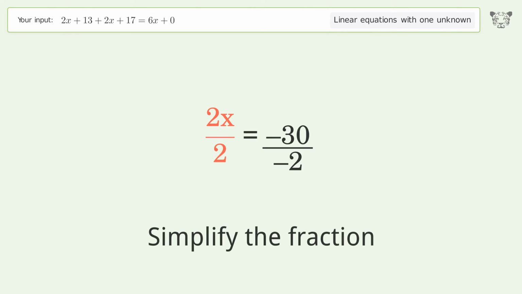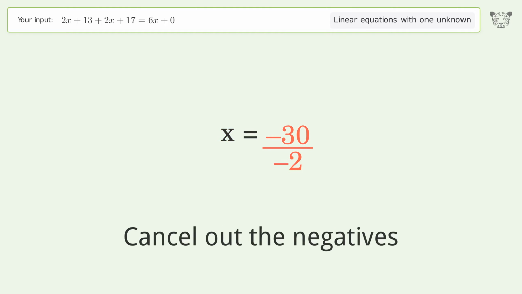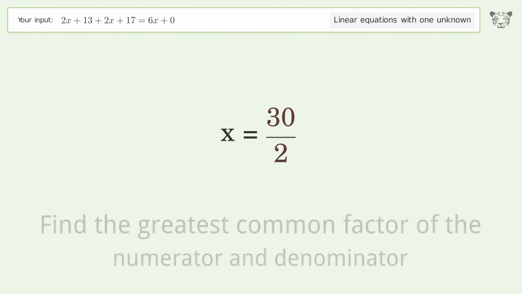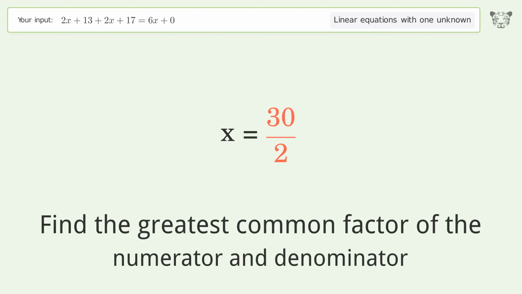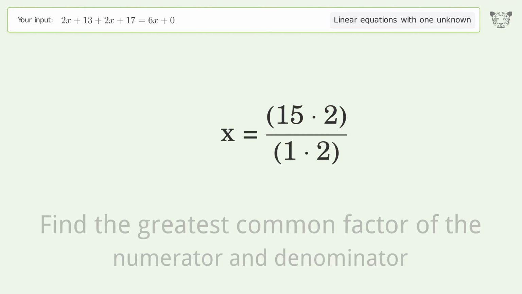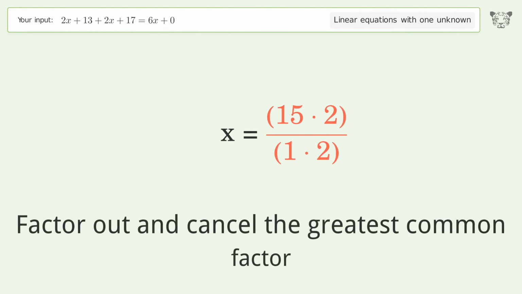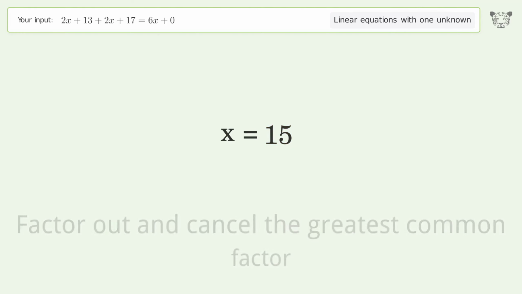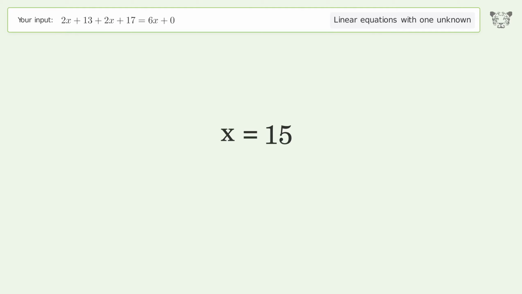Simplify the fraction. Cancel out the negatives. Find the greatest common factor of the numerator and denominator. Factor out and cancel the greatest common factor. And so the final result is x equals 15.